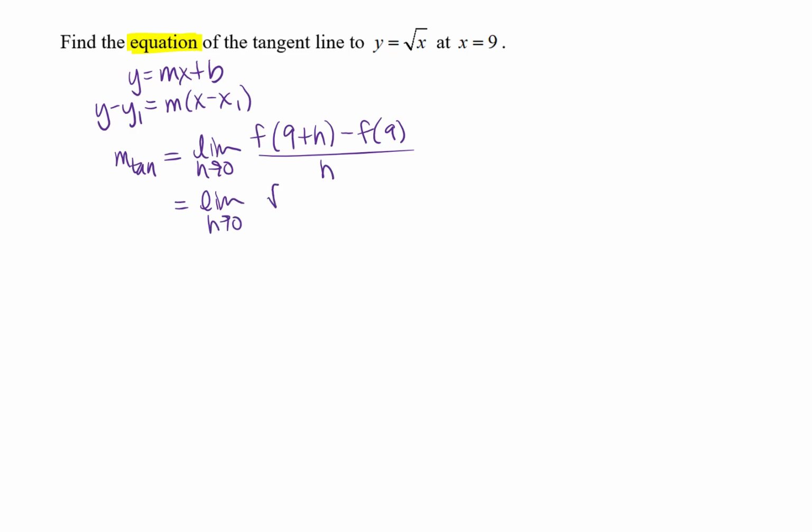So I'm going to put 9 plus h into the function in place of x, and then 9 into the function in place of x. And then I want to simplify. So the square root of 9 at the end here, I can just make that 3, but that is about all the simplifying I can actually do on this one.